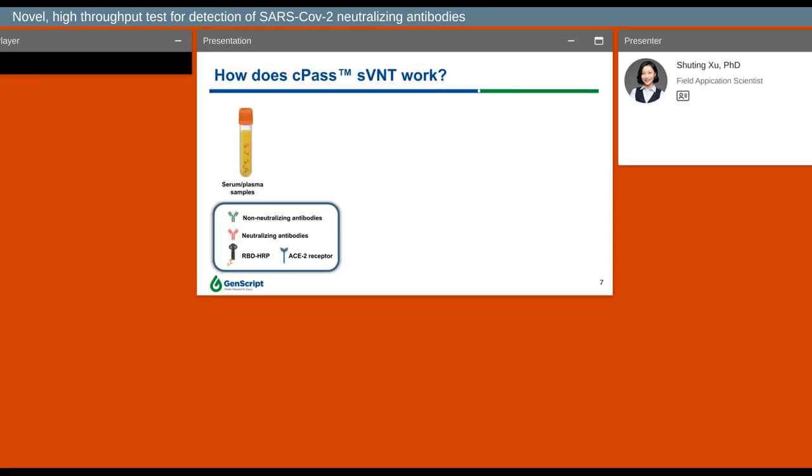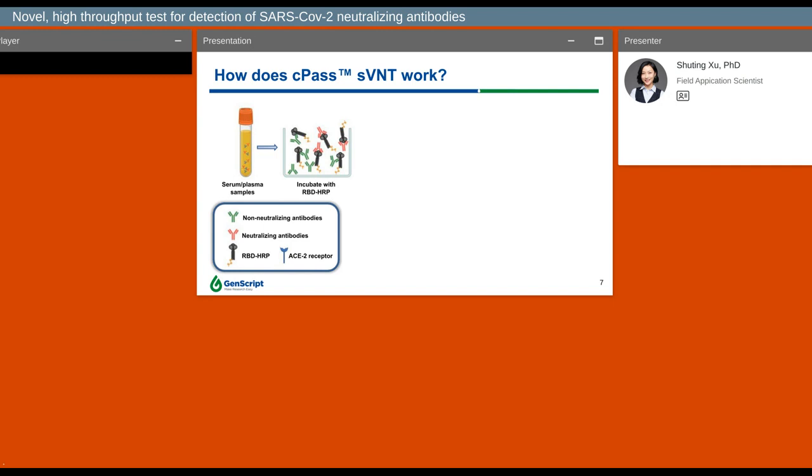So, as we already know what's the definition of cPass ELISA kit, how does it really work? The cPass kit is designed for detection the neutralizing antibodies with the patient plasma or serum samples. So once you have your samples ready, you can just take 10 microliter of the samples and inoculate with the kit provided RBD domain reagent. This RBD domain is conjugated with a reporter protein HRP.